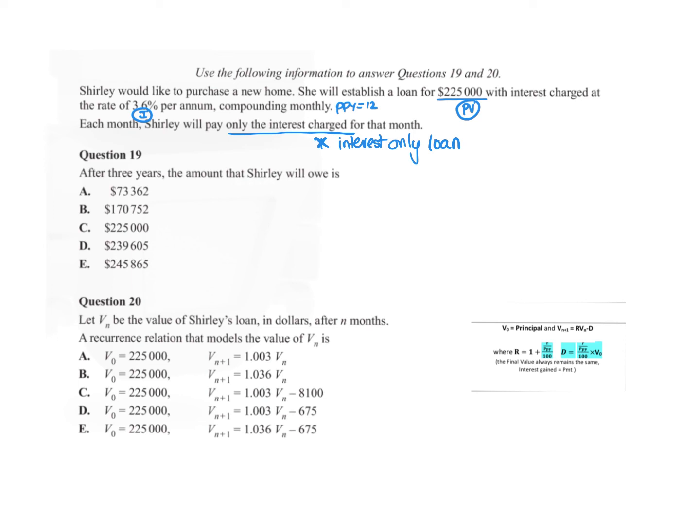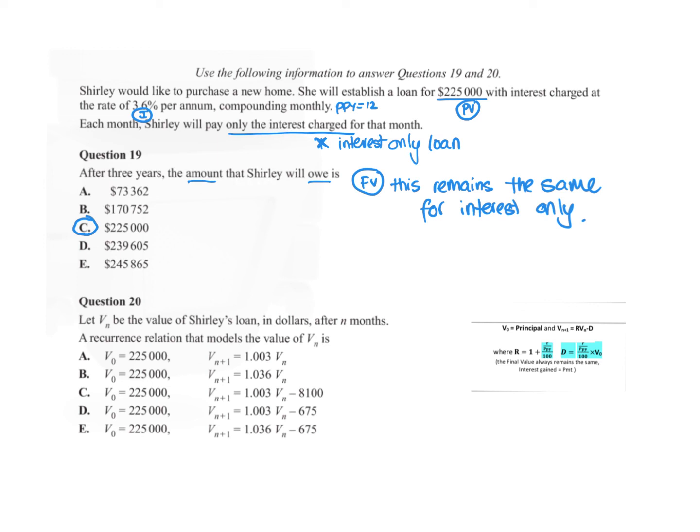So it says after the 3 years, the amount that Shirley will owe. So the amount that you owe is known as the FV in Finance Solver. And now we know with the interest only, this remains the same. So it doesn't matter how many years that you have the loan, you're still going to owe the same amount, which was originally 225,000. So there's that answer there.